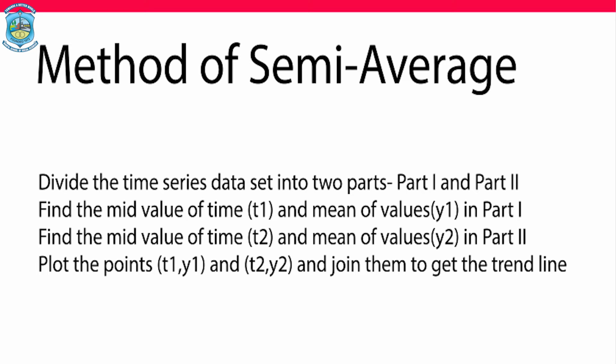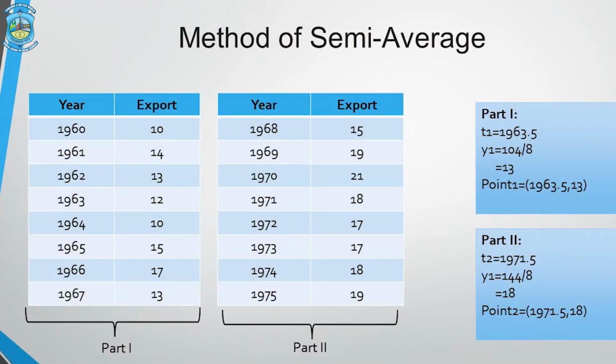So let us now take an example. Here you see that we have a time series data. There is year and the corresponding export is given in this time series. So according to this method, firstly, we will have to divide it into two parts, part 1 and part 2, as you see here. Now in part 1, T1 is 1961.5, which is the mid value of the years, and Y1 is 104 divided by 8. 104 is the total of all the exports of part 1. So we get Y1 as 13.